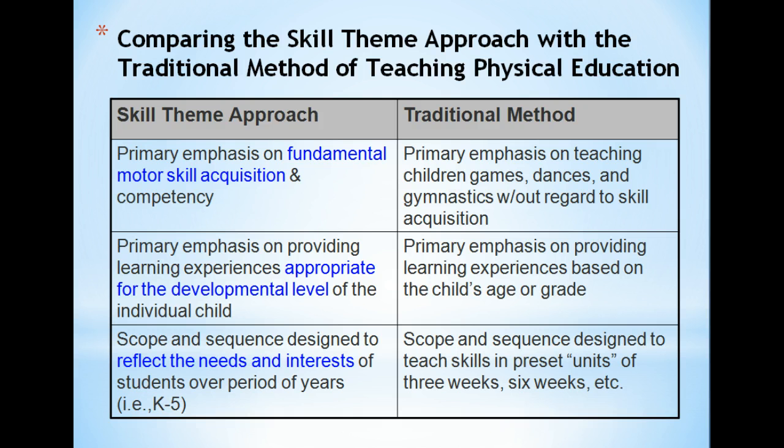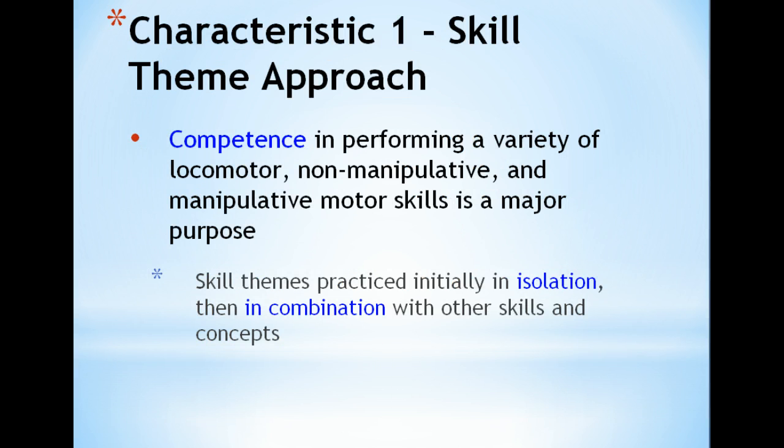In the skill theme approach, we try to look at fundamental motor skill acquisition and competency. We're trying to get children to get better at moving using the fundamental movement skills. The primary emphasis is also on providing learning experiences that are appropriate for their developmental level. Best way to do that is to give the students choices on how they intend to move according to whatever challenge we set up for them. The scope and sequence is designed to reflect the needs and interests of students over a period of years.